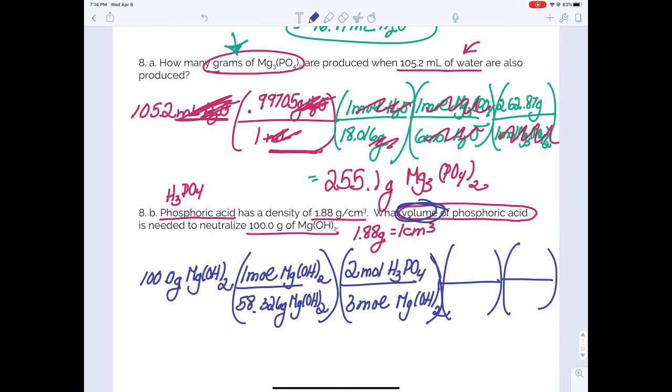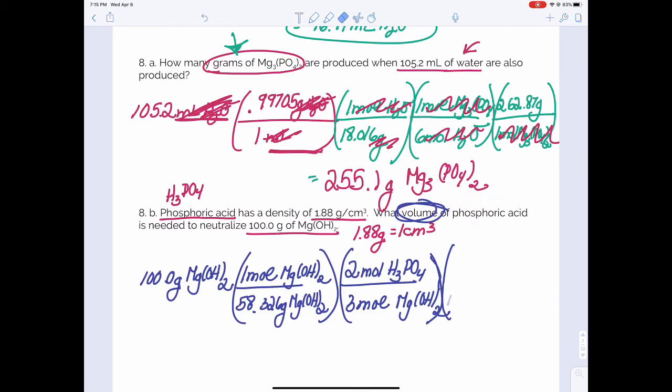What a lot of students do here, I'm going to do this incorrectly, is they'll write 1 mole of H3PO4 because they know that the units have to match up, but then they'll do something like is equal to 1.88 grams per centimeter cubed. But if you think of this, it is not a conversion factor, right? A mole of phosphoric acid doesn't have a density of 1.88 grams per centimeter cubed. Any amount of phosphoric acid has that density. So this is not how you solve this problem.